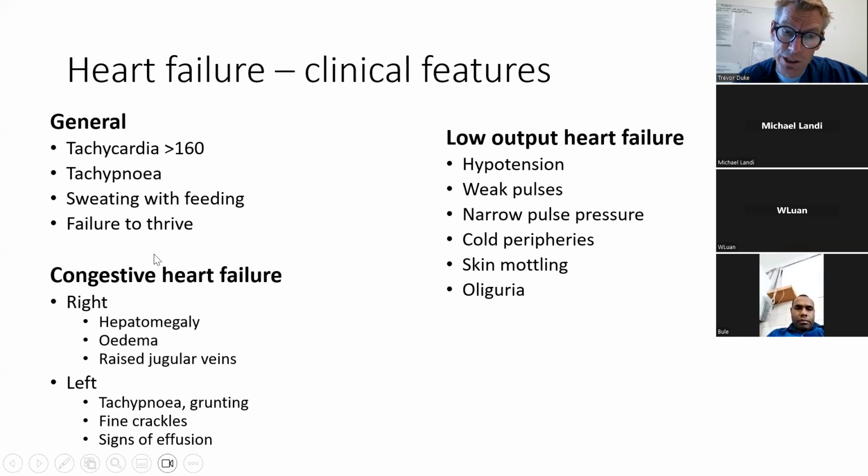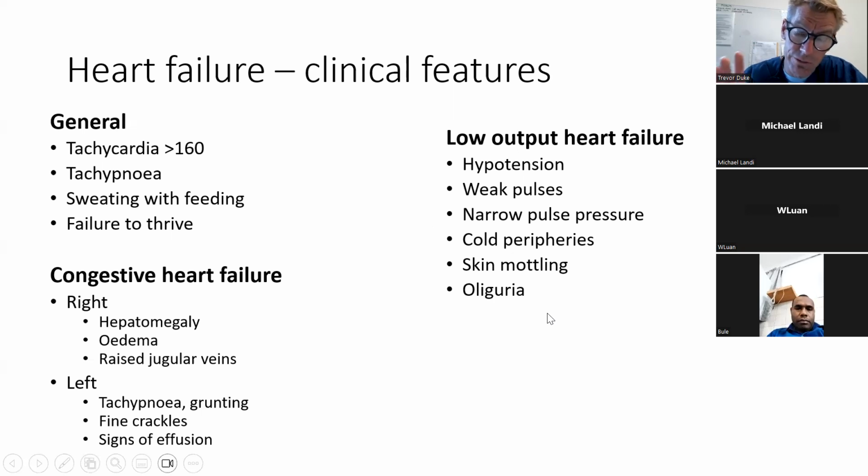Sometimes if it's mild, children might just have tachycardia, tachypnea and sweating and maybe failure to thrive. If it gets worse, they have these signs of congestive heart failure. And then if it gets much worse, they have signs of low output heart failure: hypotension, weak pulses, a narrow pulse pressure with low volume pulses, cold peripheries or skin mottling, or they may stop passing urine.